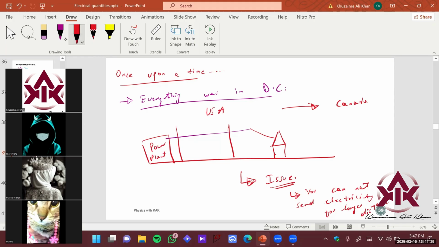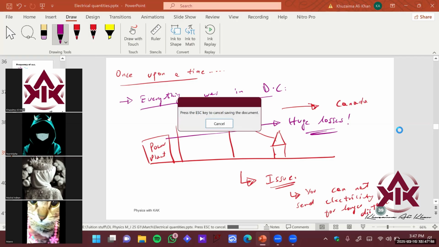Because why? Because of the losses here, right? So we had huge losses, right? So this will lead towards huge losses, and hence it was not useful. Okay, so right now you can see different countries are providing supply.